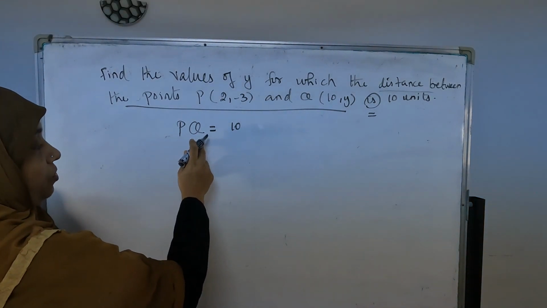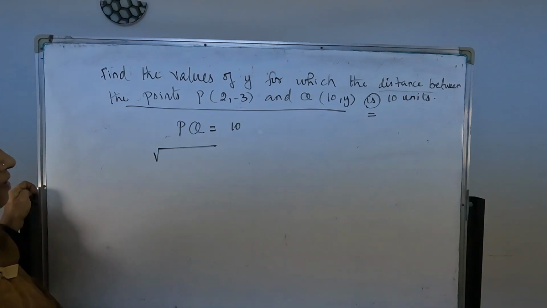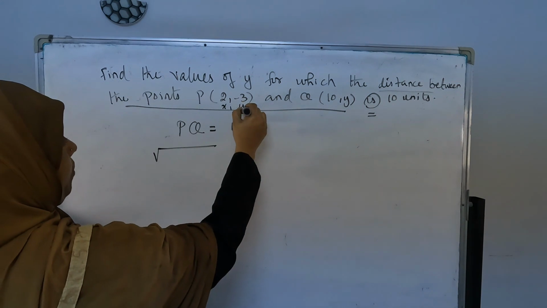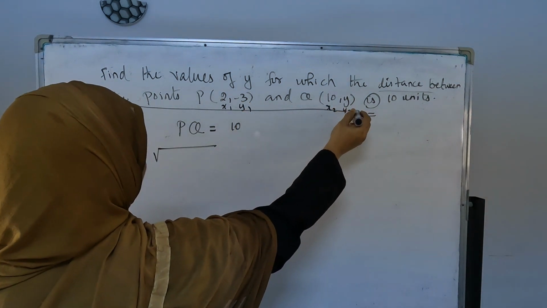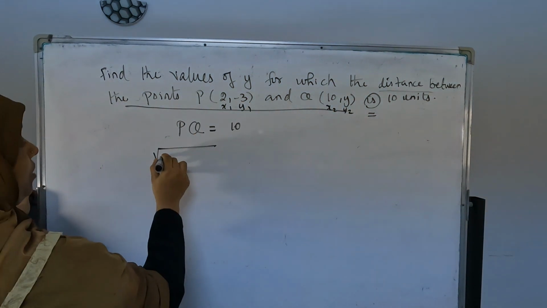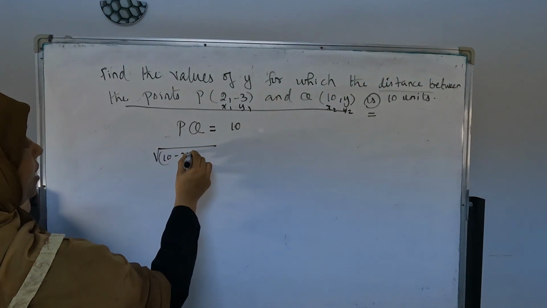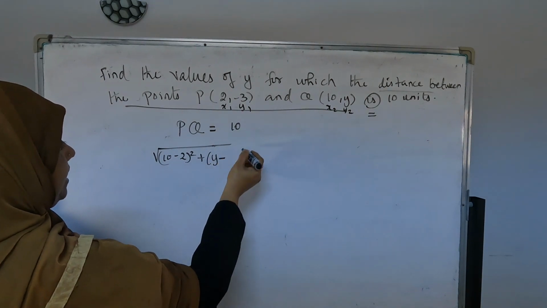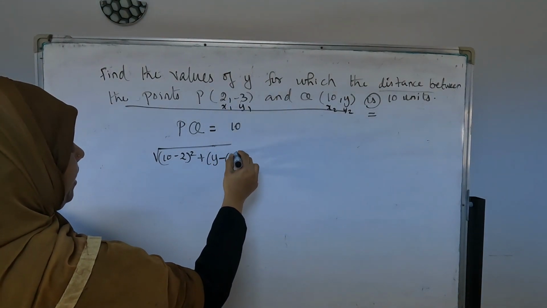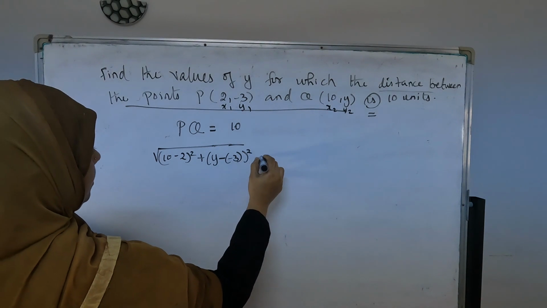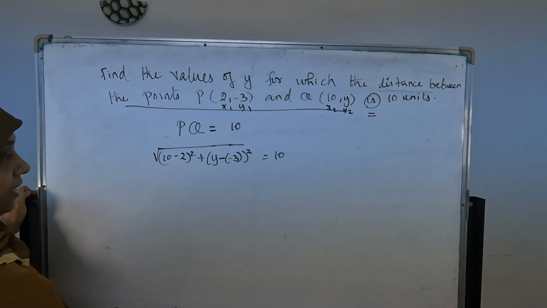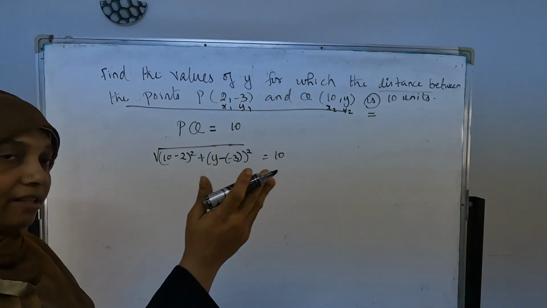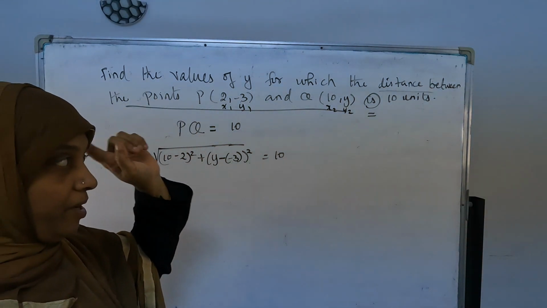So how will we write the PQ distance? We will write it like this: the square root of (x2 minus x1) the whole square plus (y2 minus y1) the whole square, with x1, y1 and x2, y2. So (10 minus 2) the whole square plus (y minus minus 3), written separately in brackets, squared, equal to 10. This we apply in the distance formula. For the distance between two points, or the length of any side, we have to use the distance formula only.